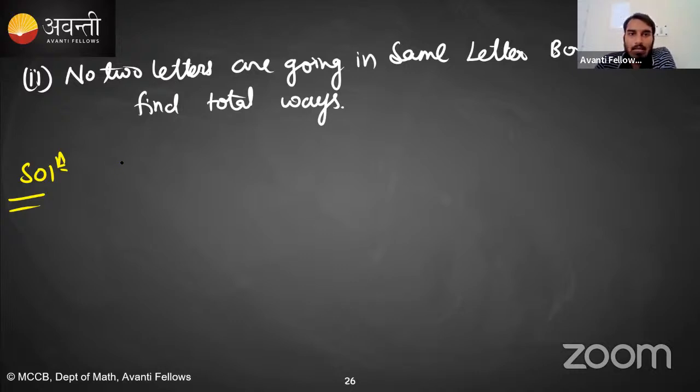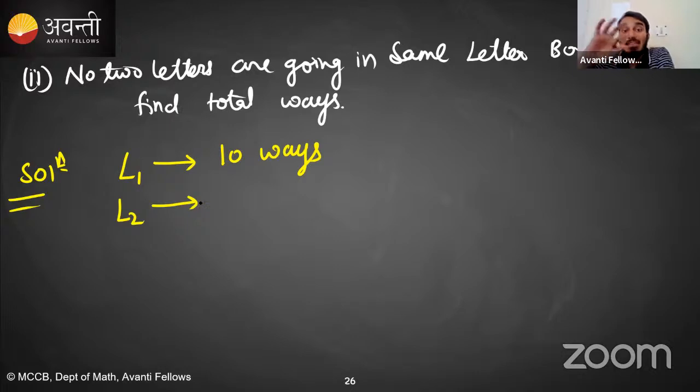Now let's start with L1. Tell me in how many ways L1 can go. L1 can be posted in 10 ways. Yes or no? Now corresponding to each of these ways, L2 can go into 9 ways, right? L2 can be posted in 9 ways.